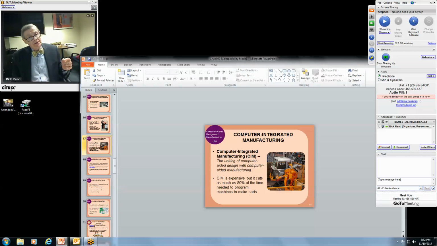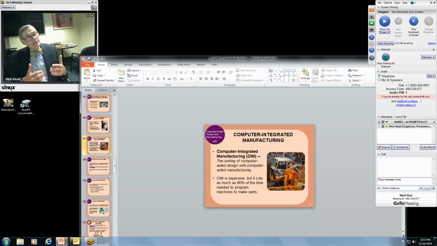Computer integrated manufacturing, CIM, C-I-M, unites the computer-aided design with the computer-aided manufacturing. So here you have two that were separate before, now you're bringing them together. And you should, if you do this properly, get economies of scale. Notice, though, it's expensive, but it cuts as much as 80% off production time.